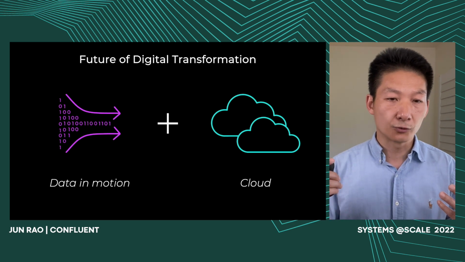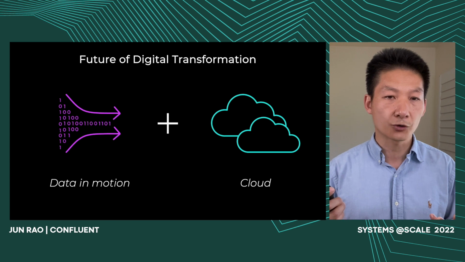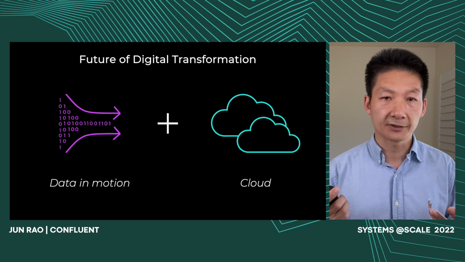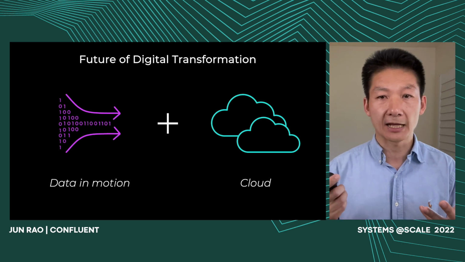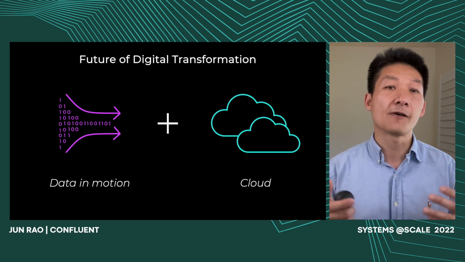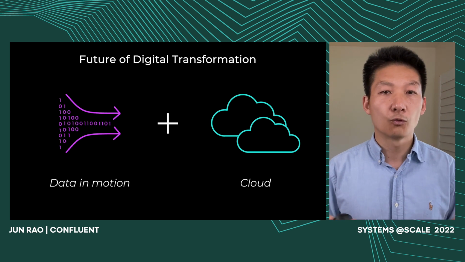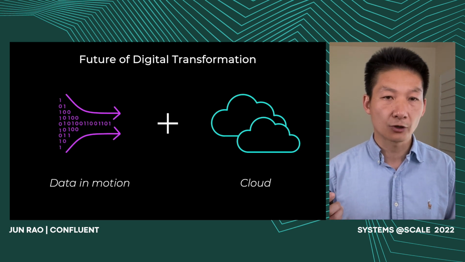By re-architecting this data in motion platform to be cloud native, we can build a platform that's much more cost efficient, more elastic, and empowers far more different types of use cases. So to summarize, in the future, we'll be seeing a lot of those event-driven applications built on those data in motion platforms in the cloud.